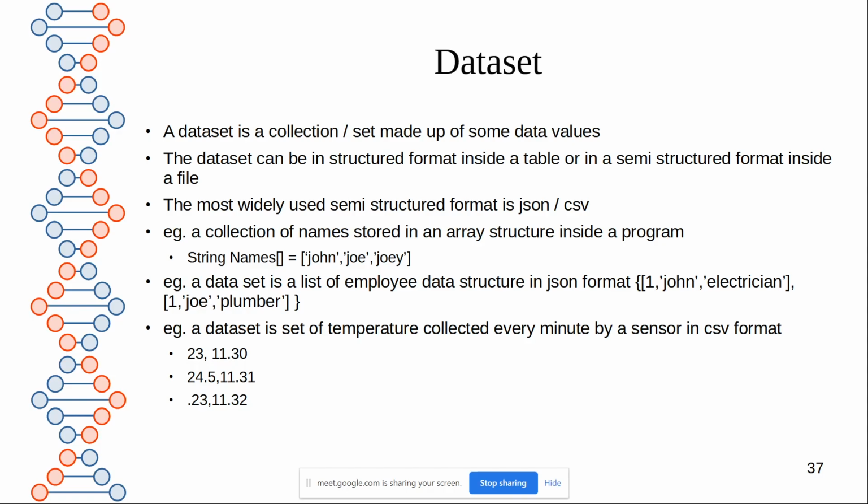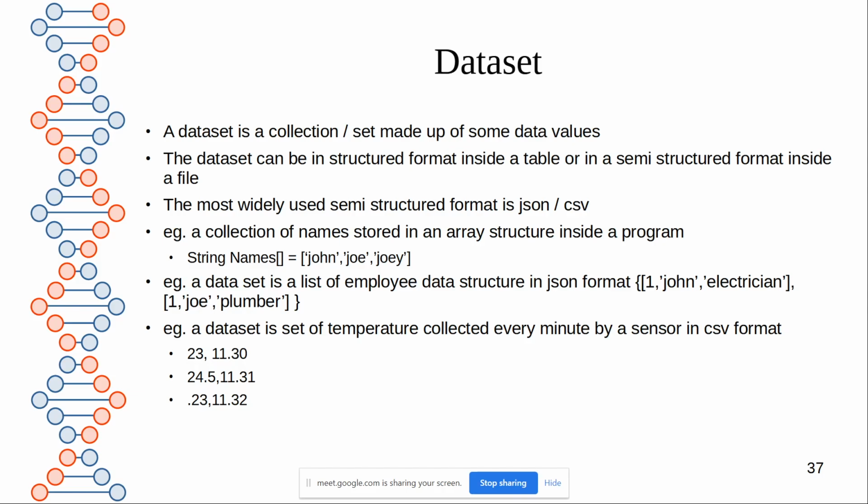Yeah, a data set is a collection or set made up of some data values. The data set can be in structured format, inside a table, or in semi-structured format inside a file. The most widely used semi-structured formats are JSON and CSV. Example: a collection of names stored in an array structure inside a program. String names in a list: John, Joey, Joe, Joey.